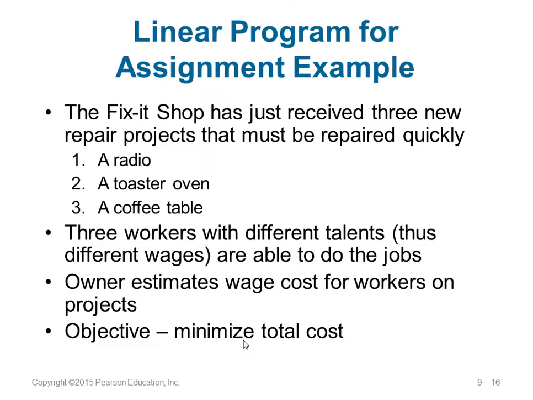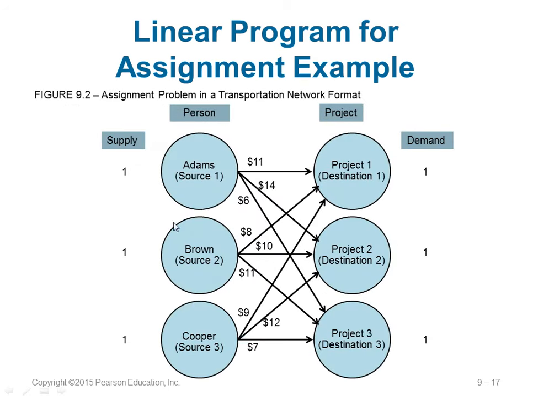Here is an example. There is a shop called Fix It Shop. They want to repair three items: a radio, a toaster oven, and a coffee table. They have three people who can do different jobs, and they want to allocate them to each one. The idea is to minimize the total cost, because you have to pay for the workers. Adam is source 1, Brown is source 2, and Cooper is source 3. The projects are project 1, 2, and 3. For each one, the cost is given. If you ask source 1 to do project 1, he will charge you $11. If source 1 does project 2, he will charge you $14, and the others are also given. Supply and demand will be 1 each, because remember, it's an assignment problem. A one-to-one mapping should be done.